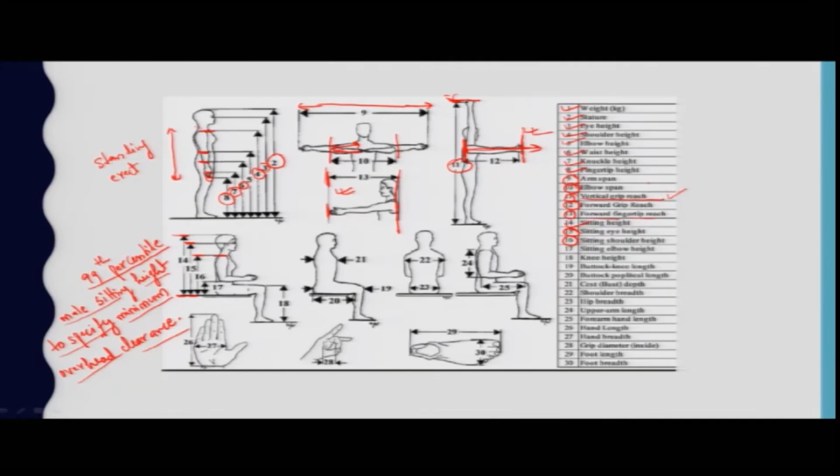And as far as sitting shoulder height is concerned, it is the distance from the center of rotation of the upper limb to the seat. So, that is known as sitting shoulder height. Okay. And now sitting elbow height. Sitting elbow height is the seat surface to the underside of the elbow. You can see from this figure, sitting elbow height is 17. So, this particular distance is known as sitting elbow height.